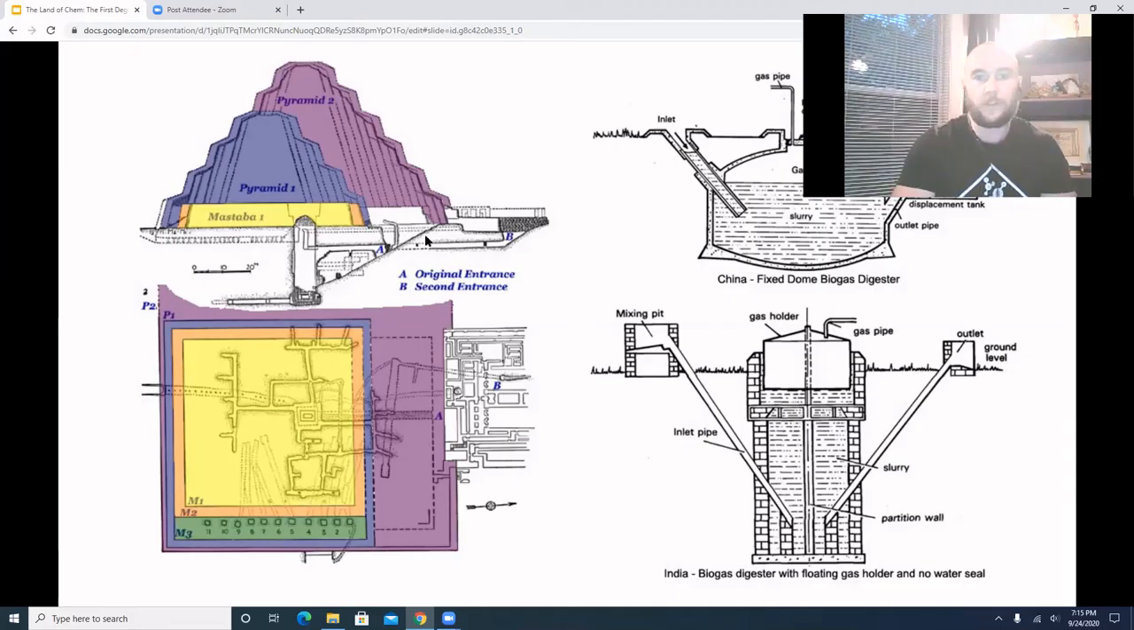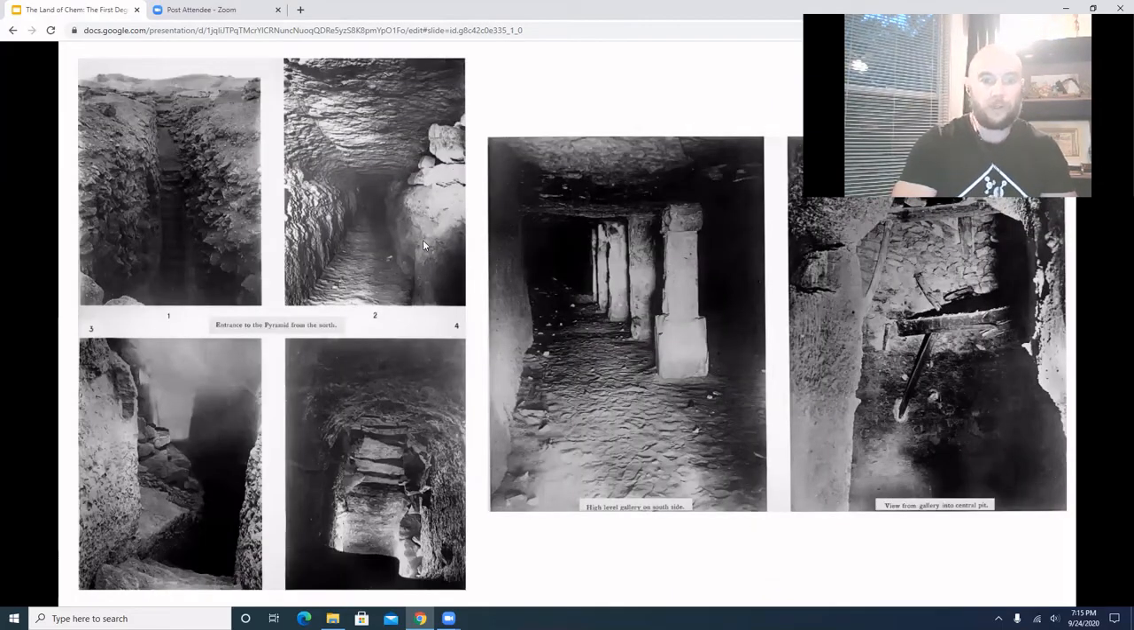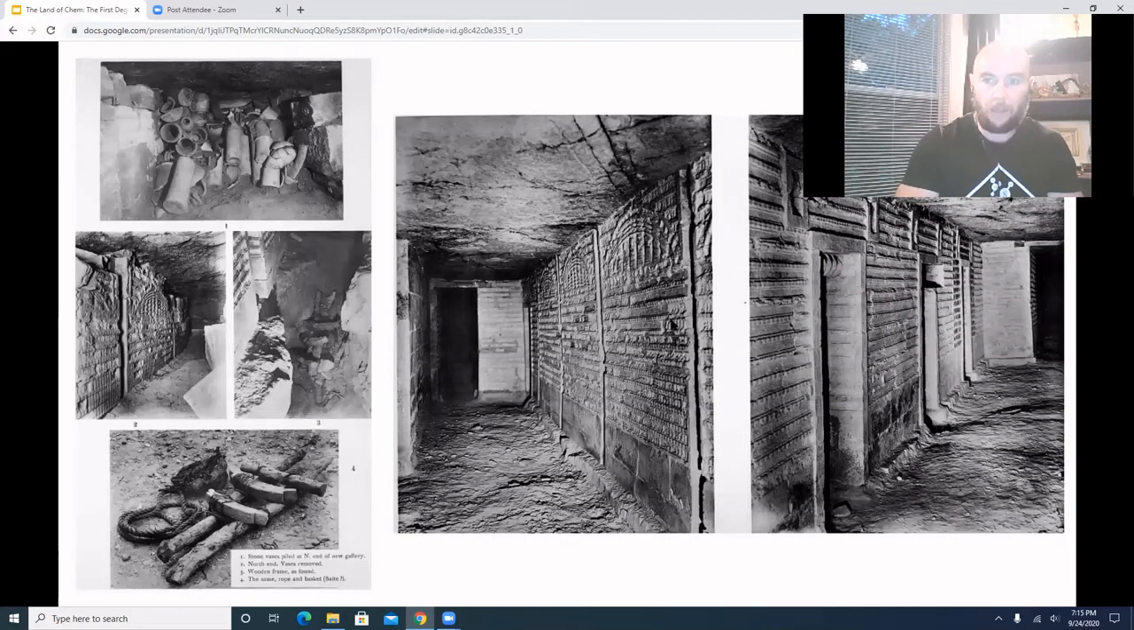Here are just some old pictures of the original kind of excavation process of the step pyramid. You can see here, this is the entrance to the pyramid on the north. Again, this is the pictures on the left. This is the shaft leading down into your primary fermentation chamber. Here you can see some pictures of the galleries and the funerary apartments that were added into some of the tunnels underneath the structure.